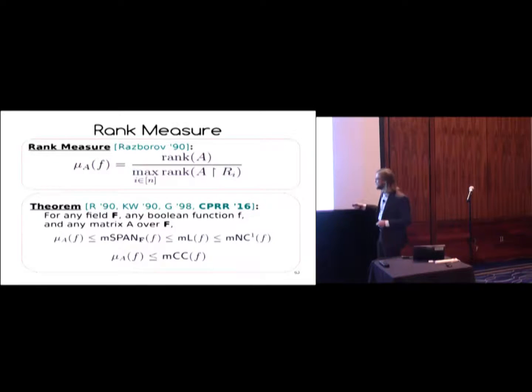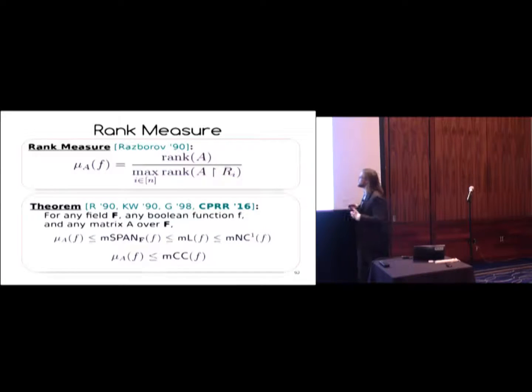And a set of subsequent works shows that it basically lower bounds a lot of the classes within monotone P. So it lower bounds span program size over the field in particular, also switching network size. And we were able to show that it also lower bounds monotone comparator circuit size. This gives us a nice motivation to actually prove lower bounds for it.